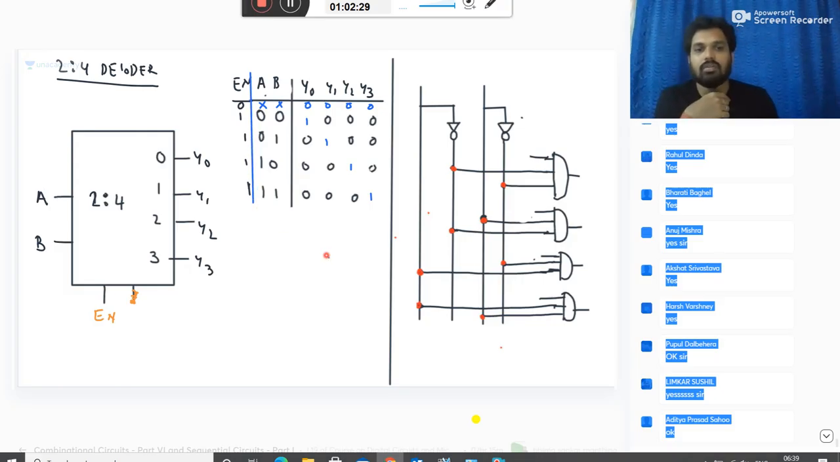Now observe the table. When enable is 0, AB can be anything, all are zeros. When enable is 1, AB will decide which output will be 1: Y0 is 1, or Y1 is 1, Y2 is 1, or Y3 is 1. Indirectly, you understand it is decoding the code. How? When it is 1, 1, it is making the third line equal to 1, saying that it is 3. If it is 1, 0, it is making the second line equal to 1, saying that it is 2.